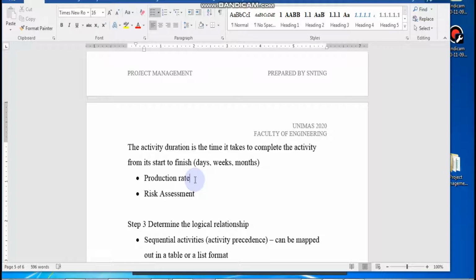So 1,000 divided by 10 pounds a day, you get your time. Okay, so this is what we call production rate. So production rate is basically rate is equal to quantity divided by time. Okay, so this is a very simple but very important formula that you must remember. So once this is done, your activity durations will be all set already.